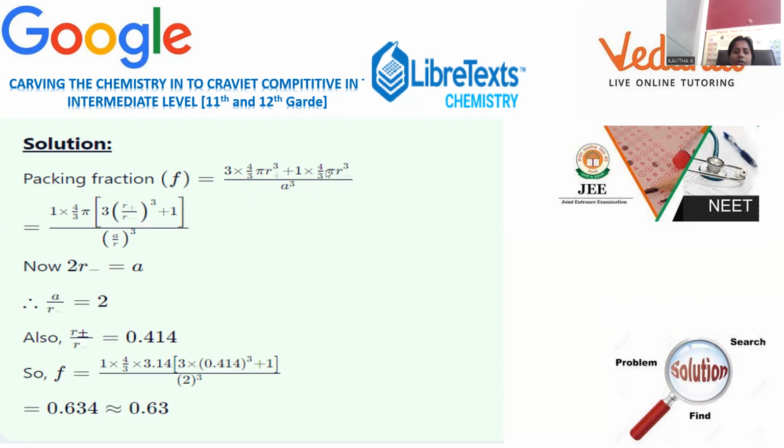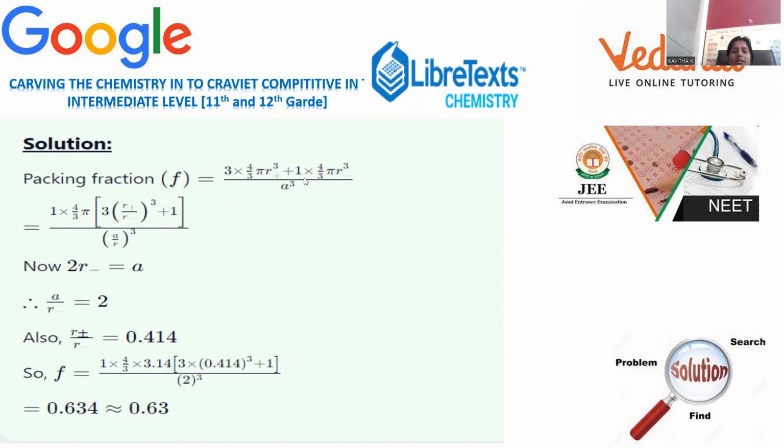Take the common of the entire expression, so that it becomes 4 by 3 pi into 3 into r plus cube, and this entire term is taken out. That's the reason why this 4 by 3 pi is already there, so here you will get r cube only. And a cube will be there.